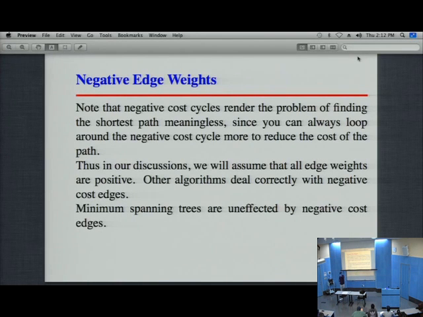For this reason, we're going to say that our algorithms are not going to permit negative weight edges in graphs. Any questions?